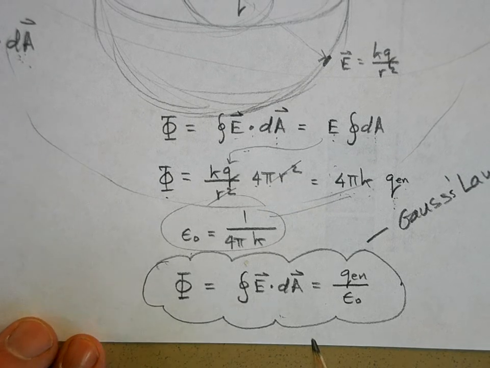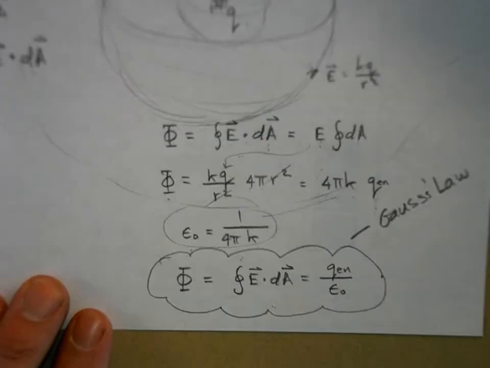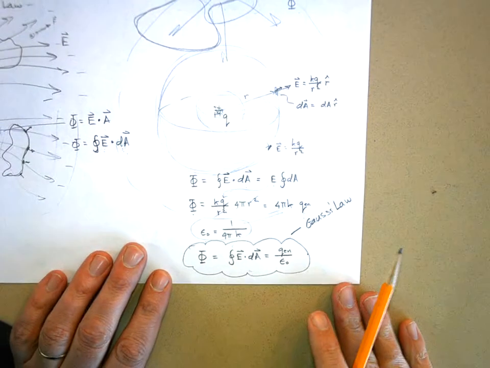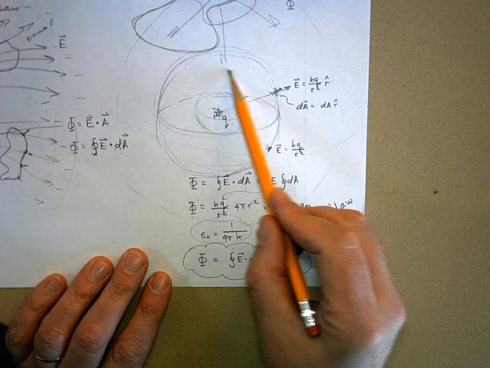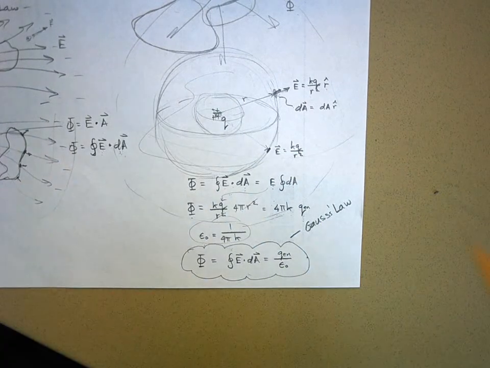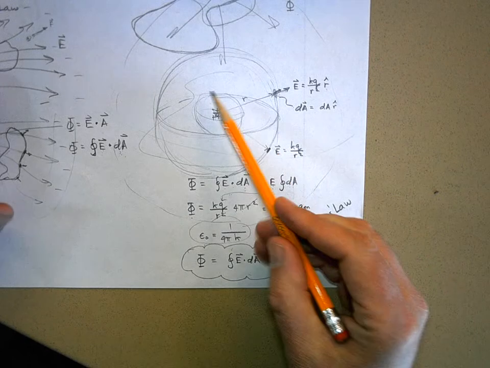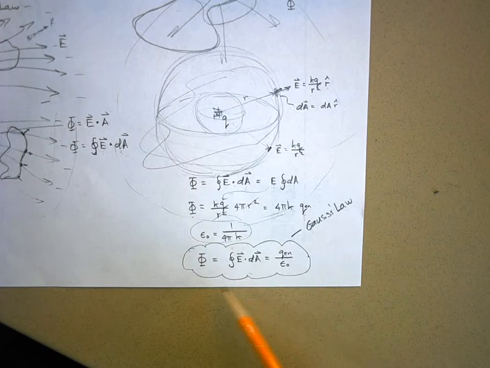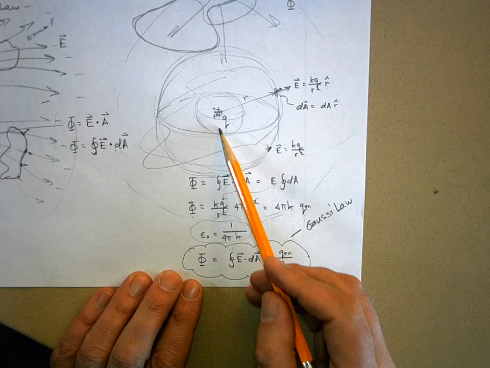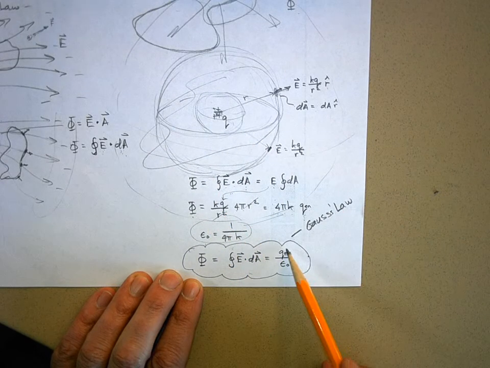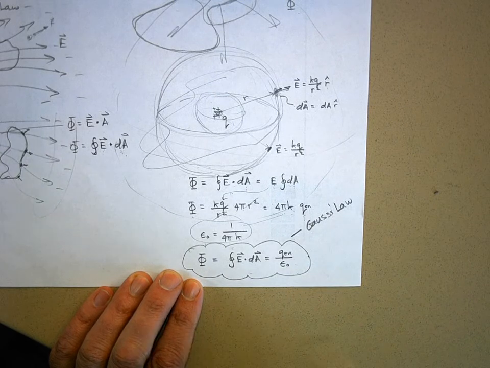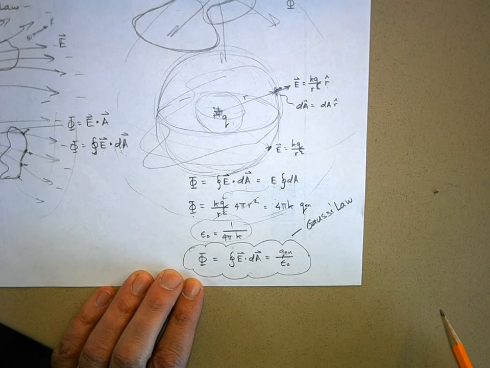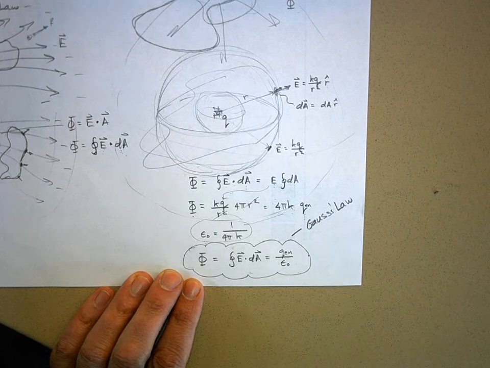But here's what it's saying. If I take a charge and I enclose it with some closed surface, and it doesn't have to be a sphere. I used a sphere because the math is easy. But if I enclose it with an amoeba, it's going to say, hey, how much flux is coming out of this enclosed surface? Well, how much charge is enclosed by that surface? Divide that by epsilon naught, and that's how much electric flux we have. It's a measure of the amount of electric flux.